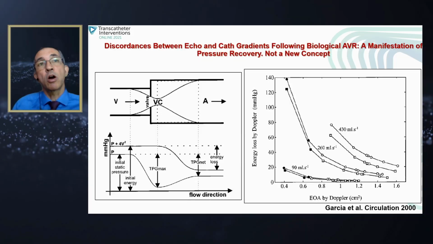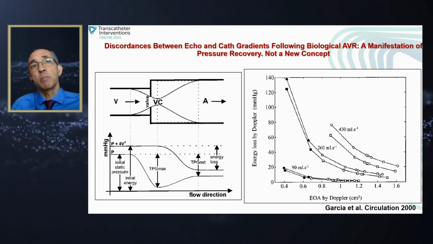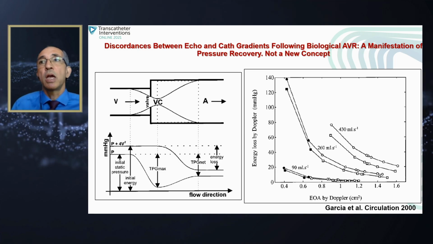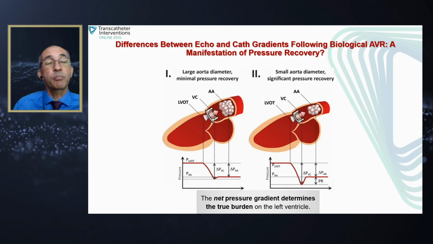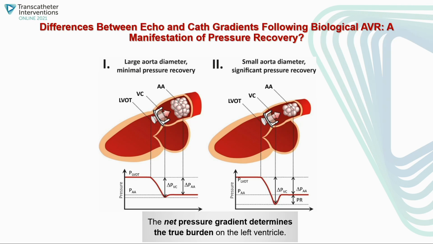So this pressure recovery occurs following native valve, following prosthetic valve, following surgical valve, and following transcatheter valve. And the pressure recovery for a given prosthetic valve, a given cardiac output, a given stroke volume will be more important if the size of the aorta is smaller. This is a well-known phenomenon. And so really the magnitude of the pressure recovery, and so the discordance between cath and Doppler, will depend on this interaction between flow, the prosthetic valve area, and the size of the aorta.